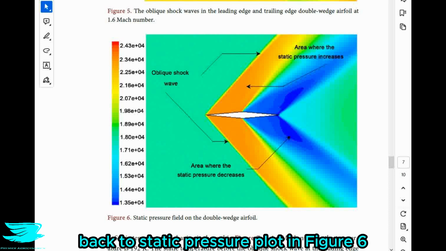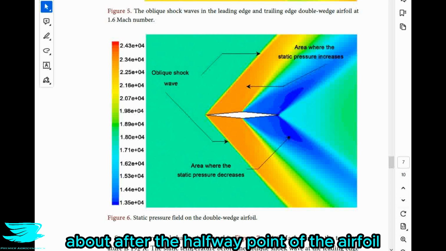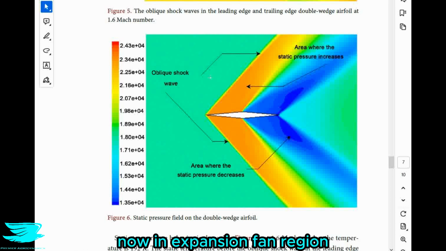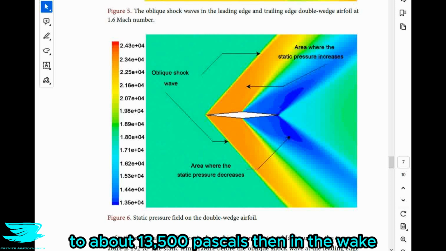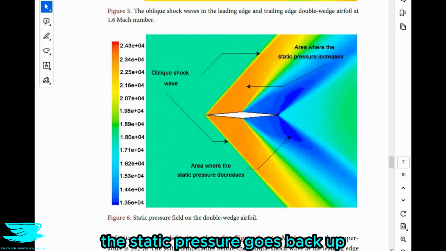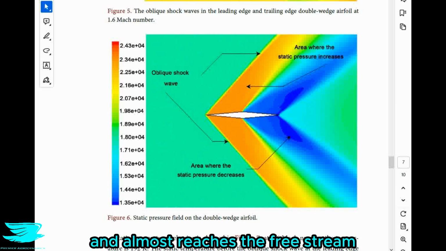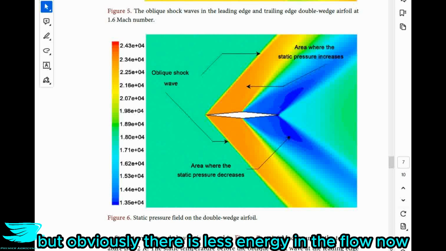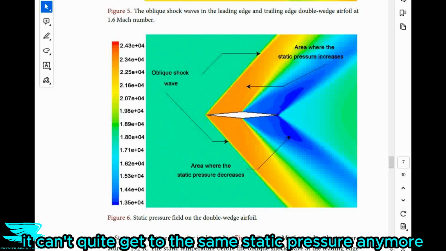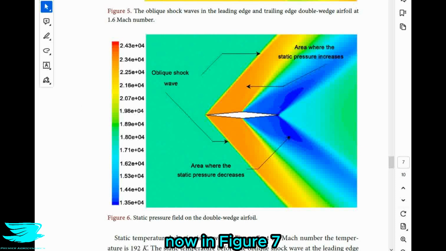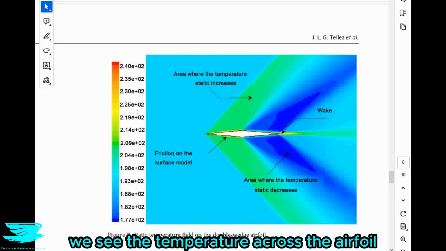Anyway, back to the static pressure plot in figure 6. About after the halfway point of the airfoil, now in the expansion fan region, the static pressure drops a lot, by half to about 13,500 pascals. Then in the wake, the static pressure goes back up and almost reaches the free stream static pressure again. But obviously, there is less energy in the flow now, so it can't quite get to the same static pressure anymore.